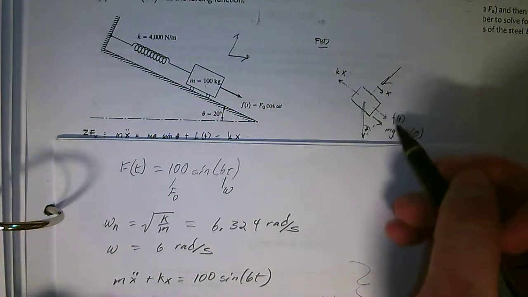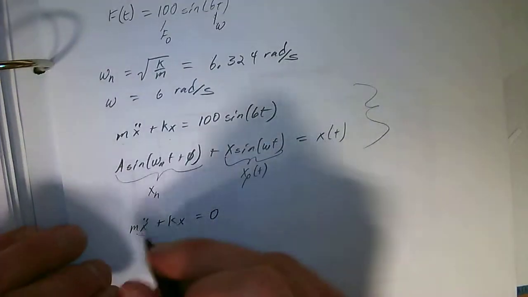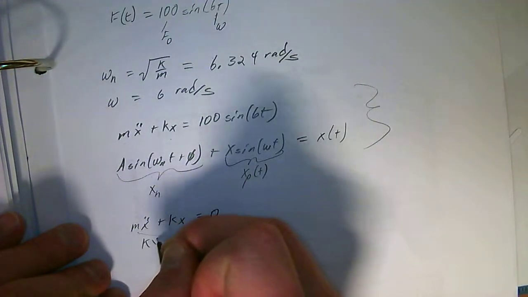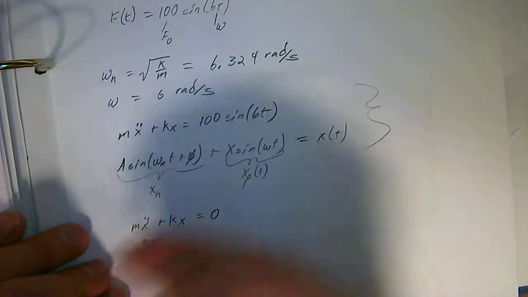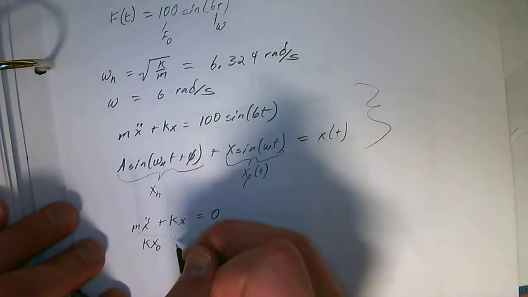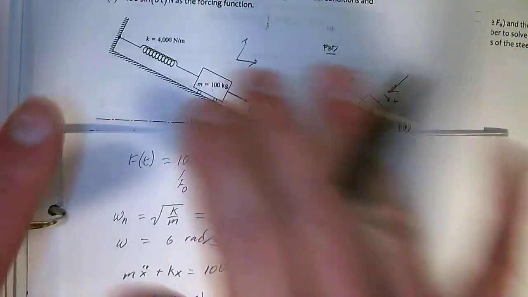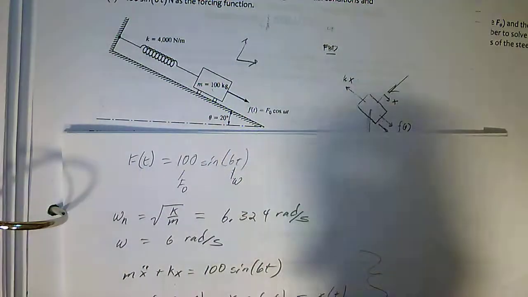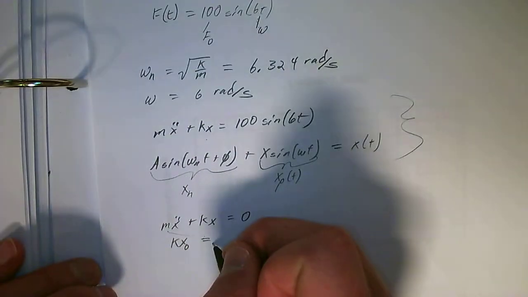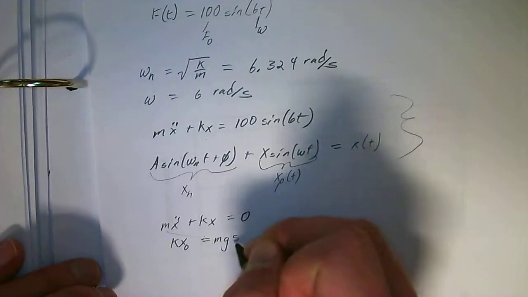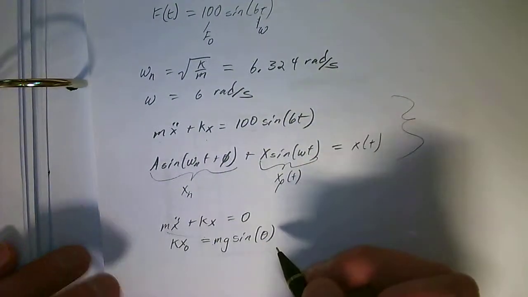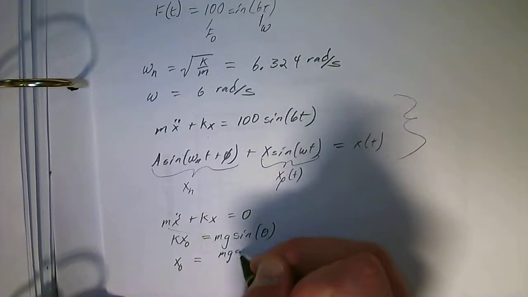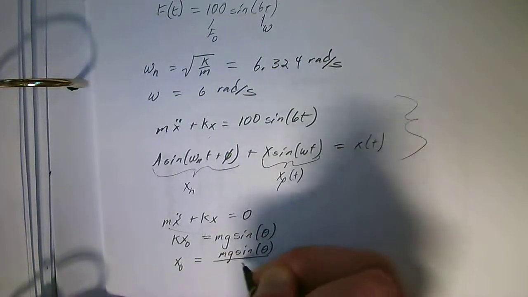So basically doing the sum of the forces here without the forcing function, you get m x double dot plus kx is equal to 0, which then can be converted to x naught, which is the original displacement of the system, basically the initial condition. If you let this mass fall down the hill as far as it can with the spring there and without applying any external forces, F naught, to it, then kx is equal to mg sine of phi, just a sum of the forces calculation. And then solving for x naught, which is equal to mg sine of theta all over k.